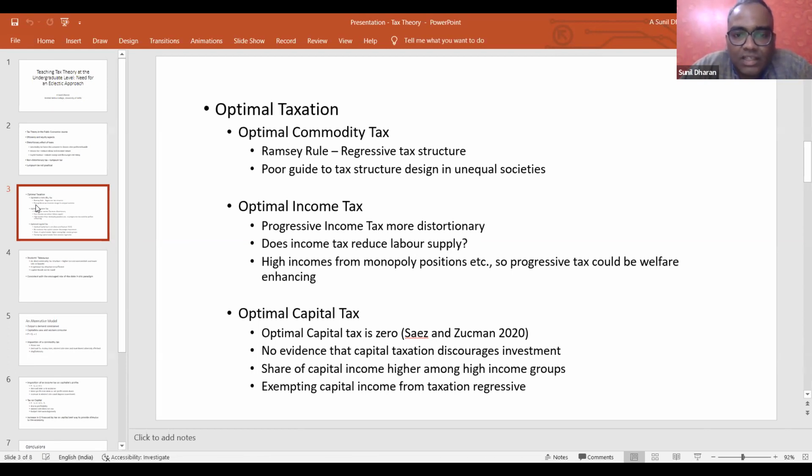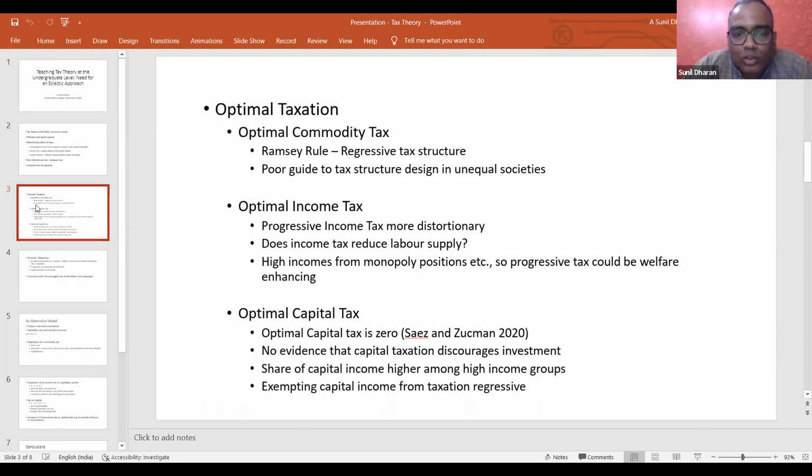Now the question is, does income tax actually reduce labor supply? Available evidence suggests, as is mentioned in this book by Emmanuel Saez and Gabriel Zucman, The Triumph of Injustice, that there is no evidence to show that a high income tax actually reduces labor supply. This is true even in the United States economy, let alone countries like ours.